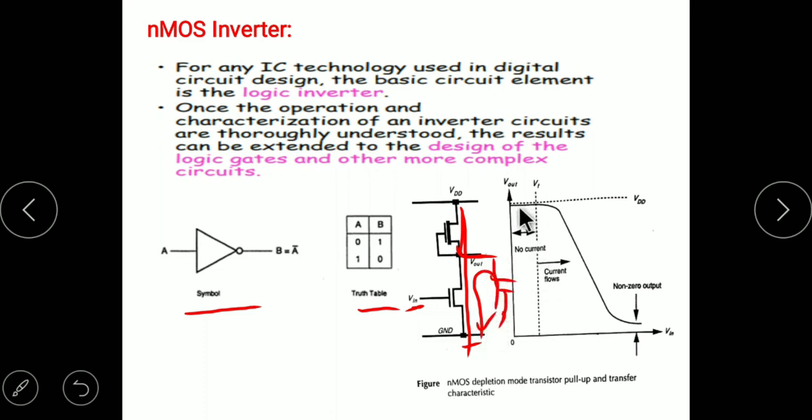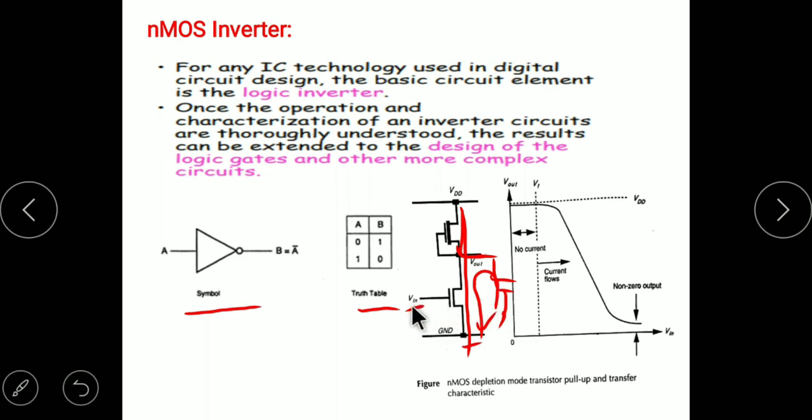If you observe the curve like this, the x-axis is input voltage and the y-axis is output. From here to here the input is low. Input low means 0. For 0 the transistor is off, hence we get VDD as output. That's why here we are getting VDD.